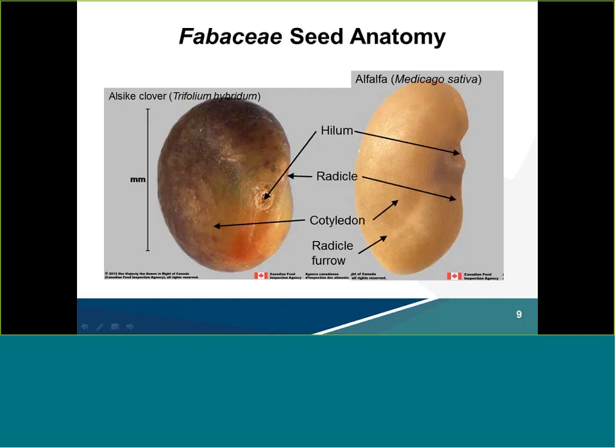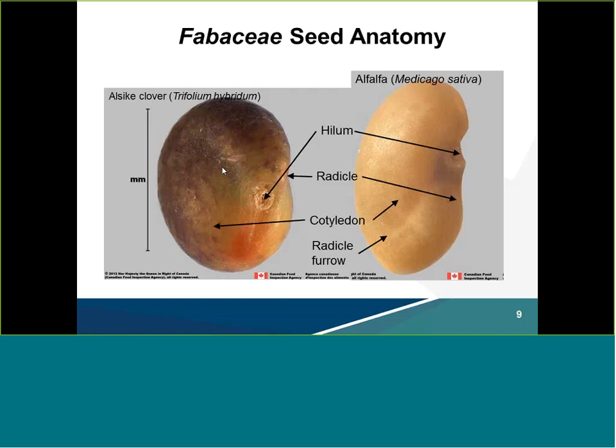Now here on our alsike clover, it's upside down from the alfalfa, so that radicle lobe you can see up top, the end of the embryo there, gives that kind of a ridge or a hump, and then you can see the border between that and the cotyledons, and you can see that as a furrow. It doesn't have that light line in particular.